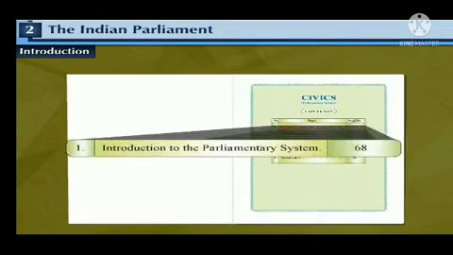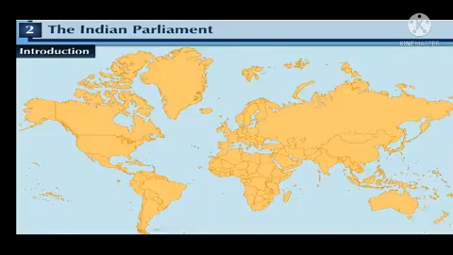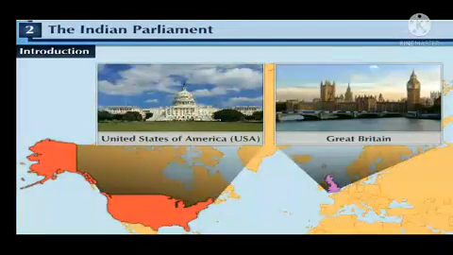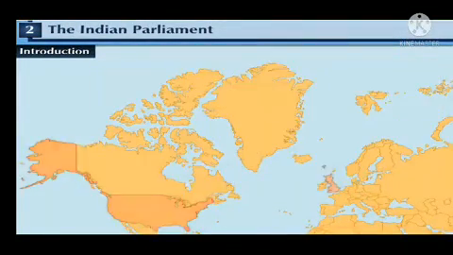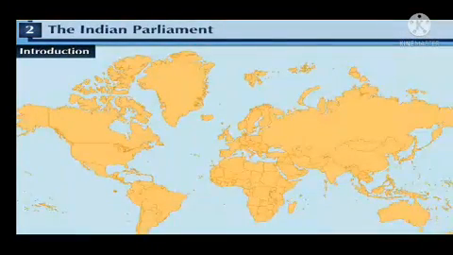In the earlier chapters, we have studied the origin of the system of parliament, which played an important role in the smooth functioning of the government in countries like the United States and Great Britain particularly. Eventually, this system would be adopted by India as well.